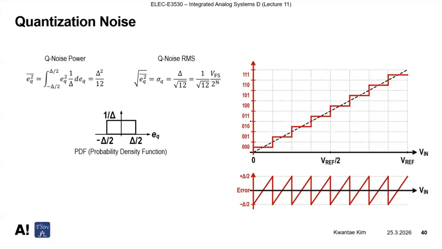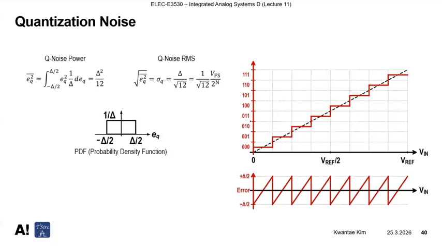Here x is equal to eq. So the integral of x squared, you probably have done it during your high school life. The integral of x squared is 1 over 3 times x to the power of 3. Then you take the integral, and you get this: delta squared, LSB squared over 12.